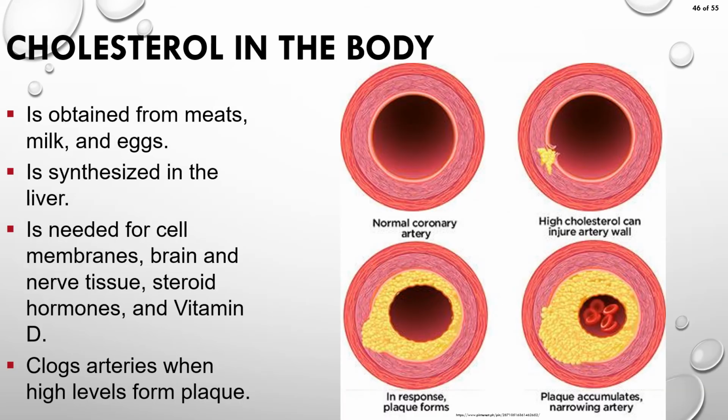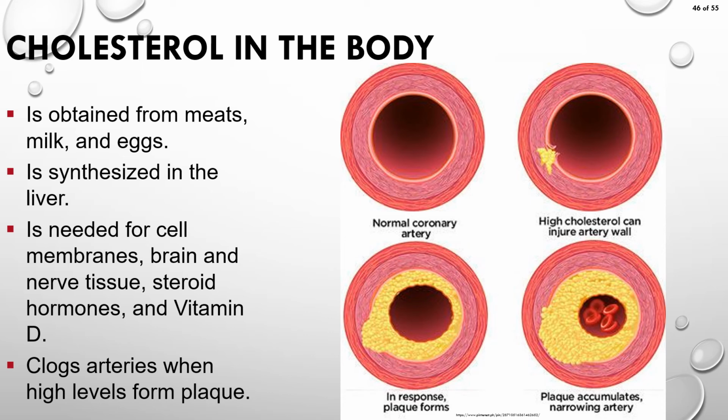Okay, cholesterol is found in meats, milk, and eggs. It is synthesized in the liver and is needed for cell membranes, brain and nerve tissue, steroid hormones, and vitamin D. So our body actually needs some cholesterol to make these substances. Our body makes all the cholesterol it needs, but we eat a lot of food that is rich in cholesterol, so of course it accumulates.